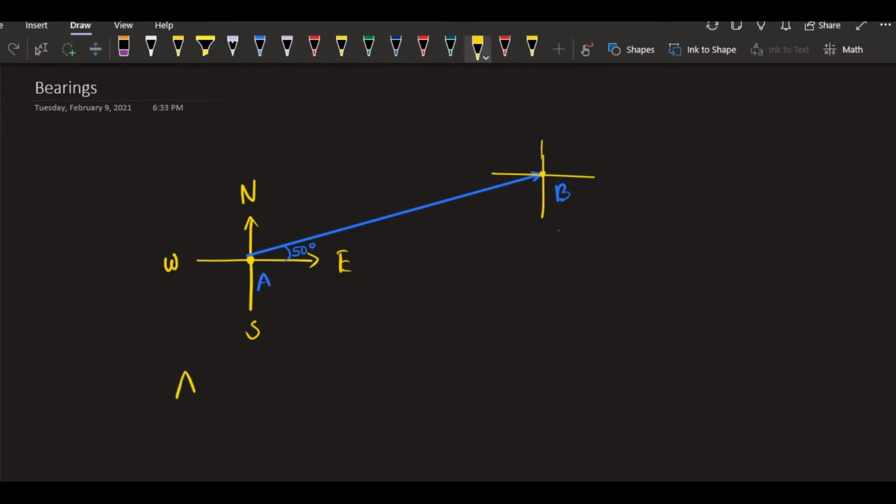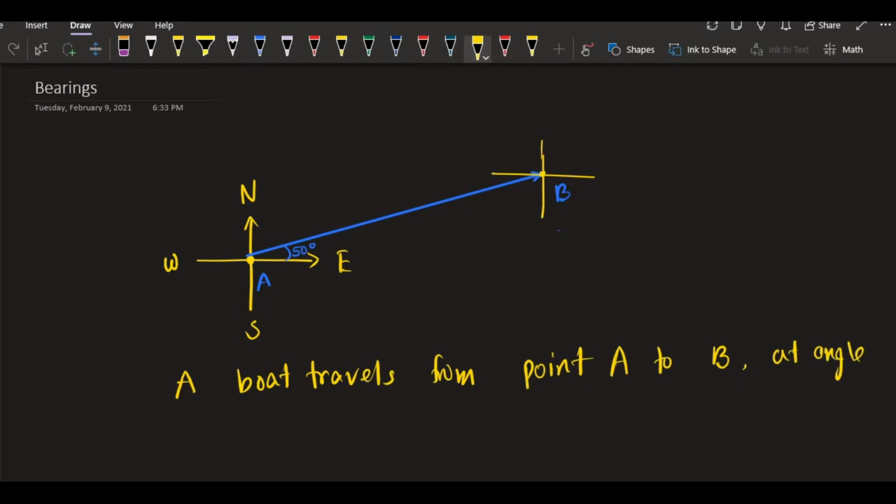So a boat travels from point A to point B at an angle of 50 degrees. Observe this one thing here. What is this angle? This angle is 40, right?